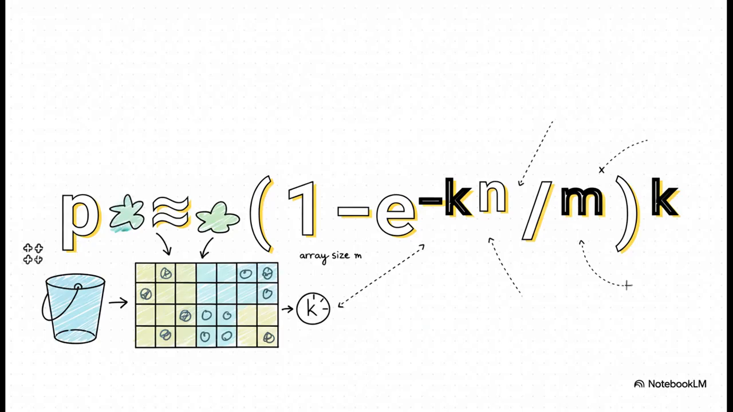Maybe sounds kind of risky, right? But the beauty of a Bloom filter is that you are in complete control of the odds. See, this probability P of getting a false positive is just a function of the array size M, the number of items N, and the number of hash functions K. You can actually tune these parameters to make that error rate as vanishingly small as you need it to be.